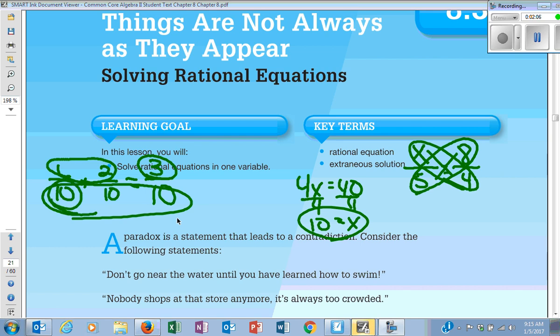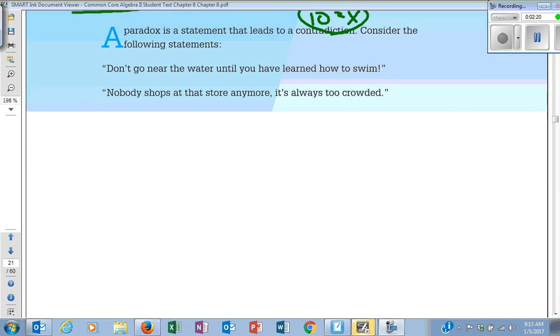Our denominators aren't going to be the same. We're going to make them the same. And then once we make the denominators the same, we really won't care about them anymore. We'll just care about the top being true. I hope that makes sense. So here we go. Let's try these first couple problems.